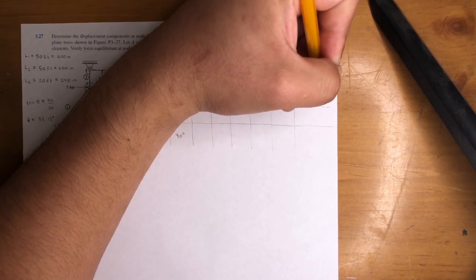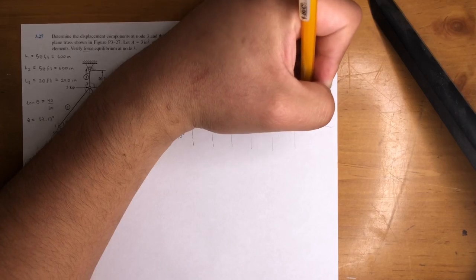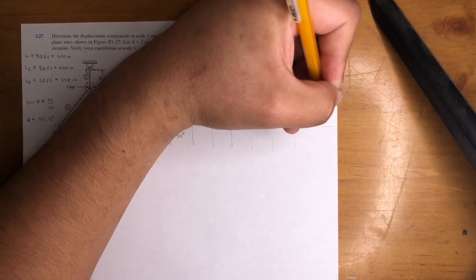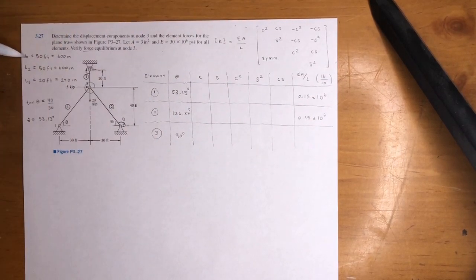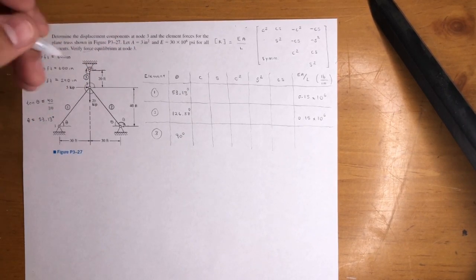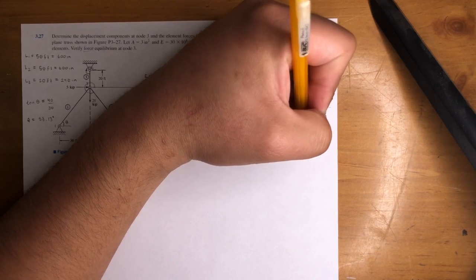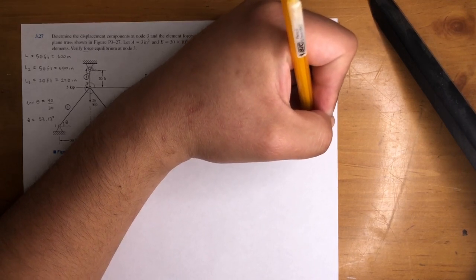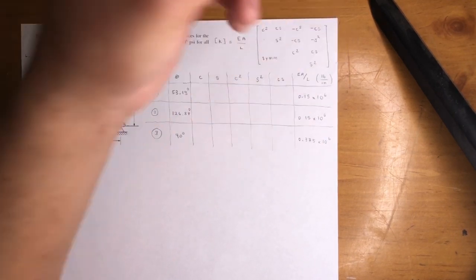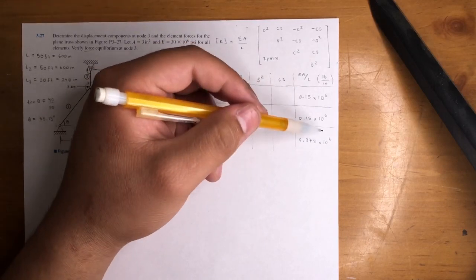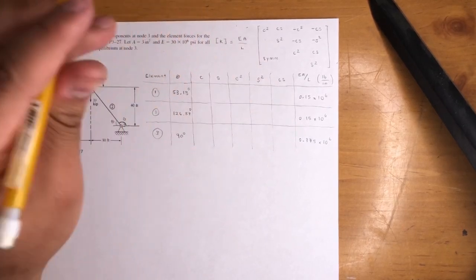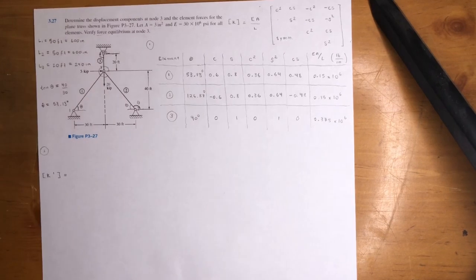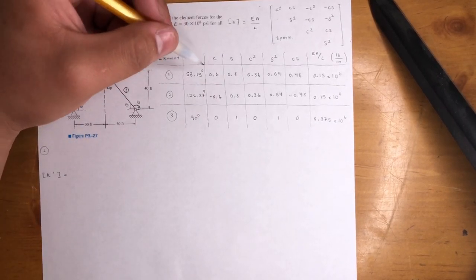So if you do that, you will get 0.15 times 10 to the 6, 0.15 times 10 to the 6, because the lengths here are the same. So EA is the same for all of them, but length 3 is different. So that's gonna be 0.375 times 10 to the 6. I just want to leave 10 to the 6 alone, so I made these decimal, but don't worry, it's the same thing.